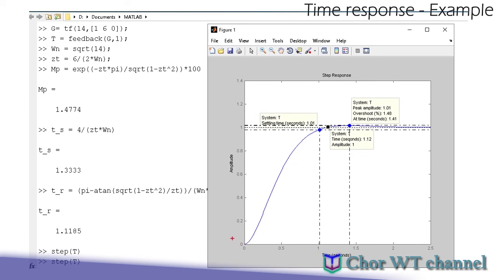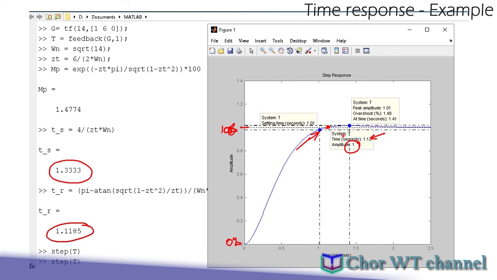When the system grows from 0% to 100% for the first time, you can see that we reach 1 exactly when the time equals 1.12, which agrees with what we have calculated. Also, you'll find it quite surprising that my settling time appears before my rise time, which is not usually the case. Our settling time has been approximated to 1.3333 seconds, which looks correct here.